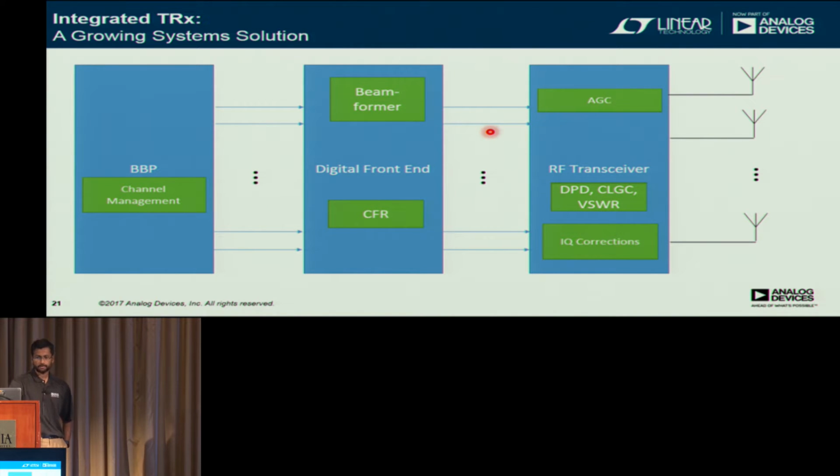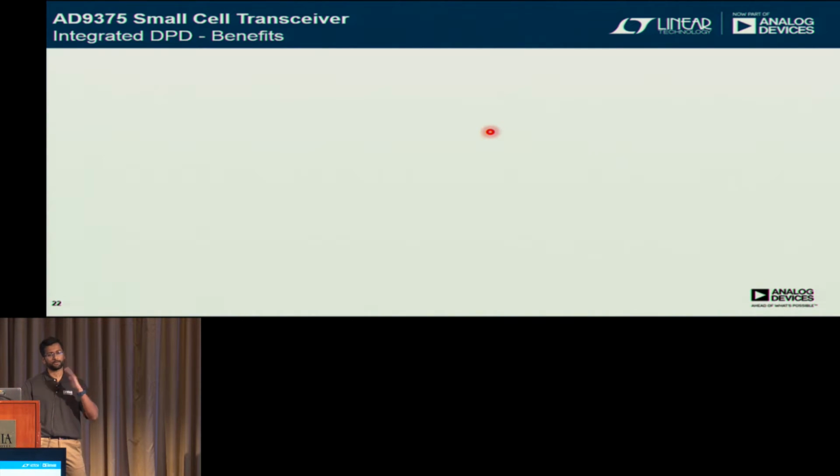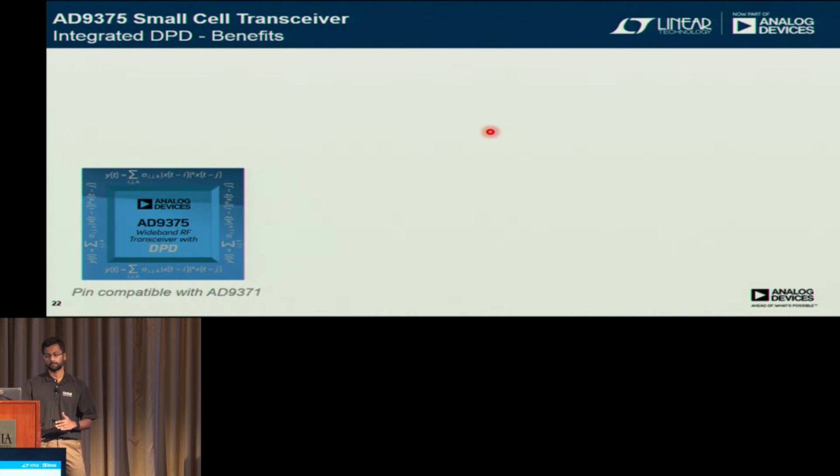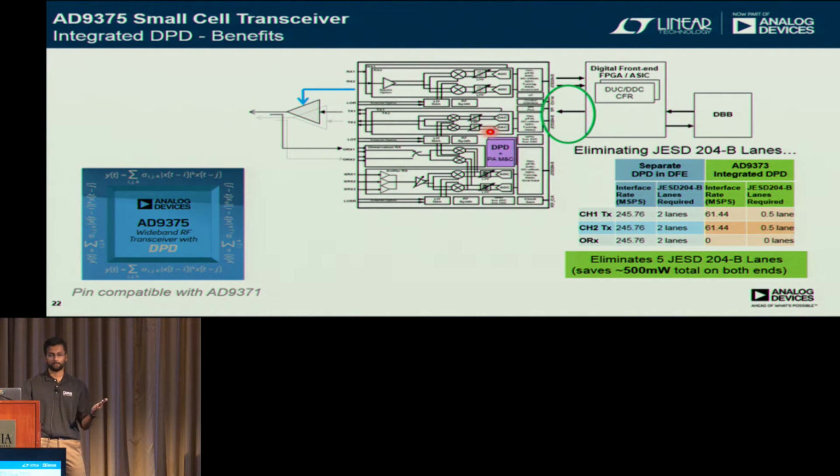So that enables you to lower your system overhead by taking what used to be done traditionally in an FPGA, reducing the number of lanes that the FPGA needs to talk to the transceiver, and we'll get to that in a bit, and also running the calibrations closer to the source. So the 9375 is just 7.1 with DPD. So 7 was introduced last year.